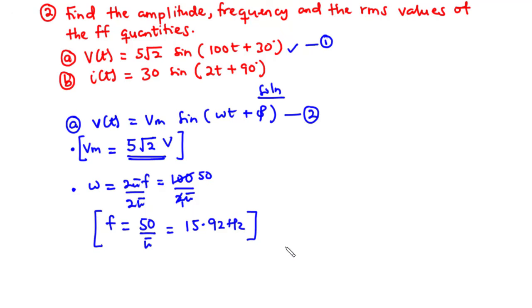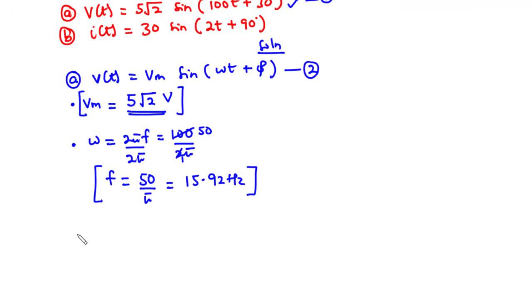Now to the RMS value. So the RMS value of a sinusoidal function is given by the RMS value is equal to the amplitude divided by root 2. Therefore, we have Vm to be 5 root 2. We insert that here so that we have 5 root 2 divided by root 2. So that we have Vrms to be equal to 5 volts. So these are the values of Vm, f, and then Vrms. Now let's solve for B.